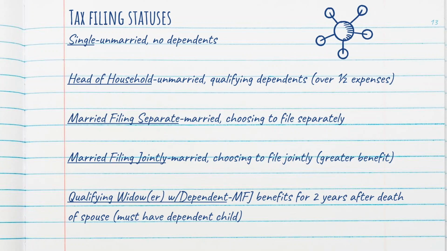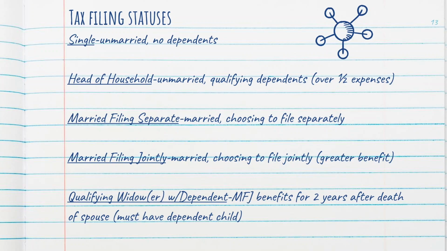Next is qualifying widower or widow with a dependent. So, if one of the spouses in a married couple passes away and they have at least one dependent child, then they are able to take this particular filing status for 2 years after the death of the spouse. This particular status gives them a greater tax benefit as it allows them to use the married filing jointly status for their standard deduction and other things.